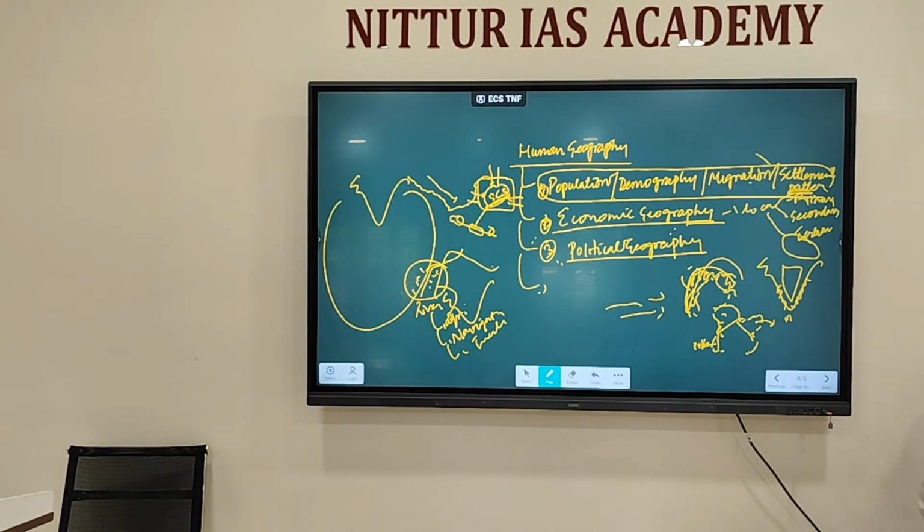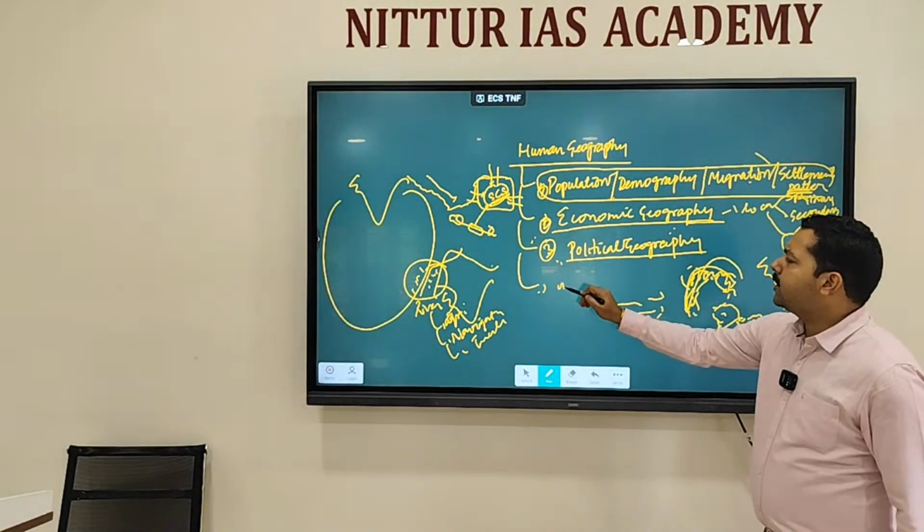Political geography. So anything that is coming under a bone of contention is called a part of political geography that you are going to study. Clear? So this is population, demography, migration pattern, economic geography you are going to study, political geography you are going to study. All these come under what? All these come under nothing but human geography.